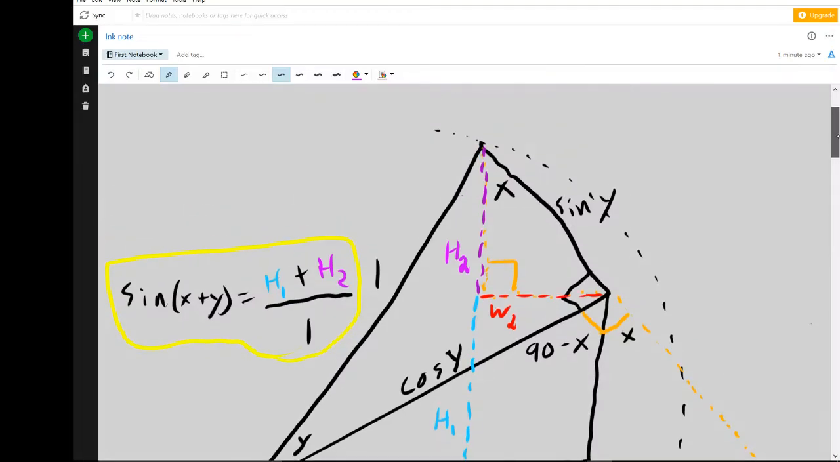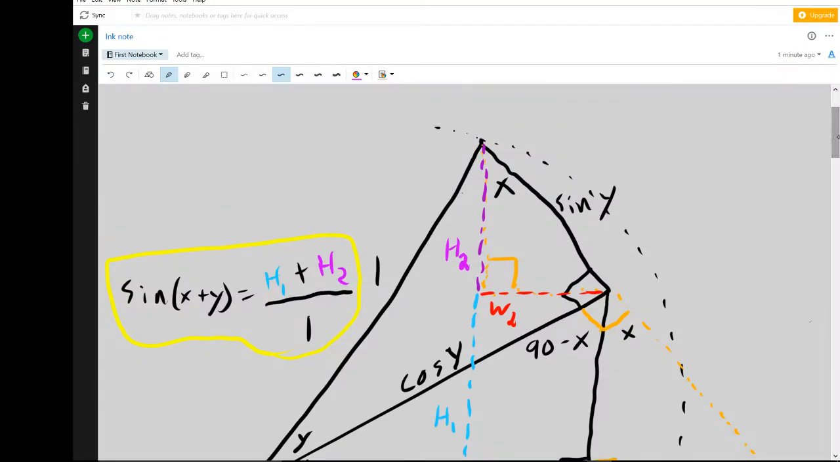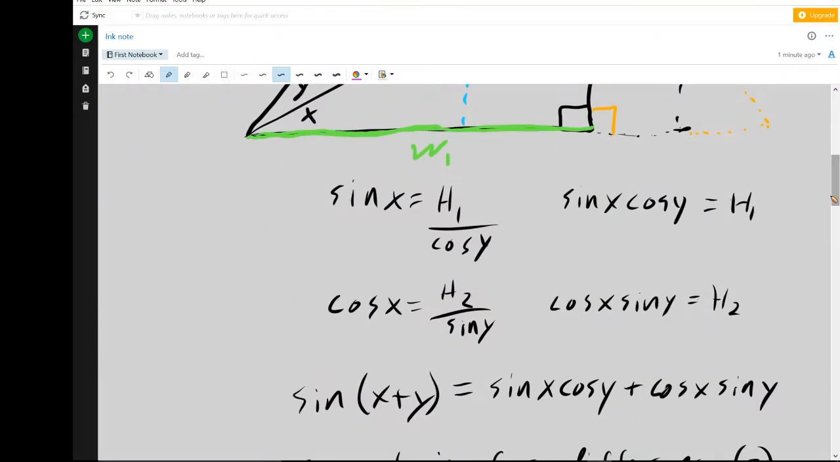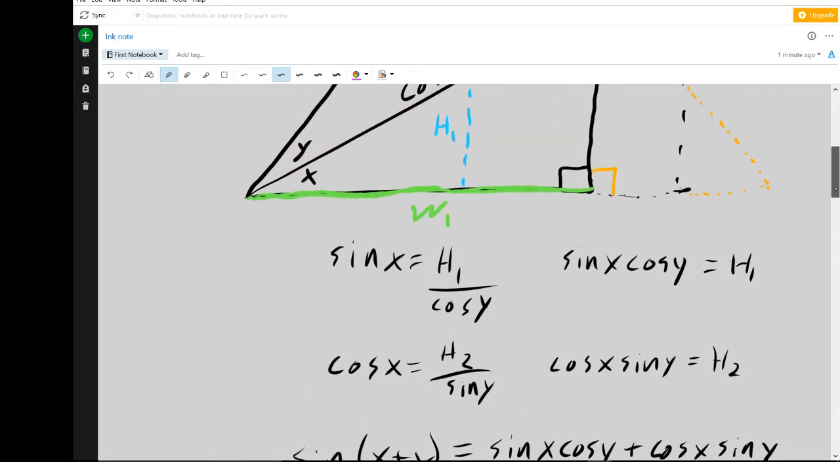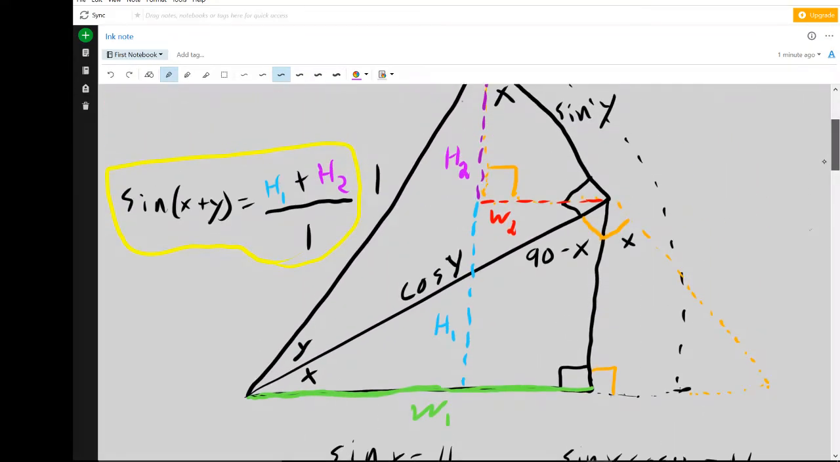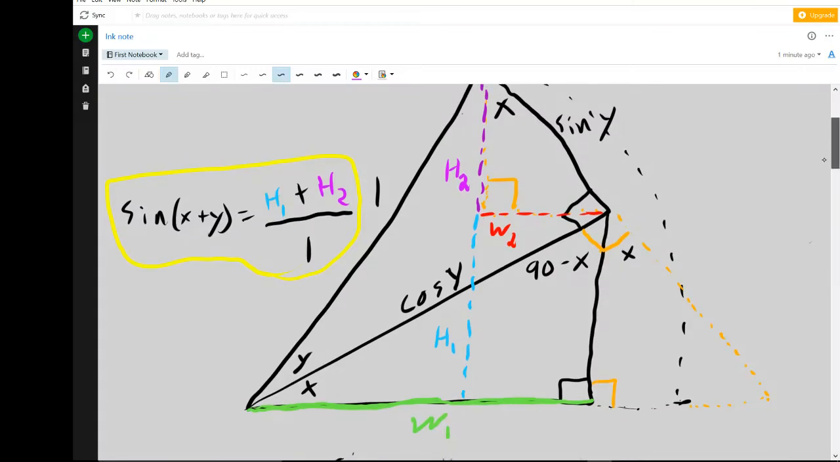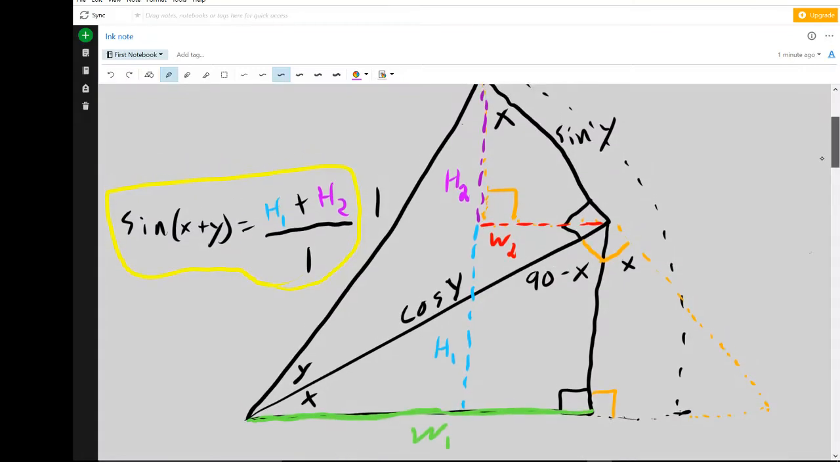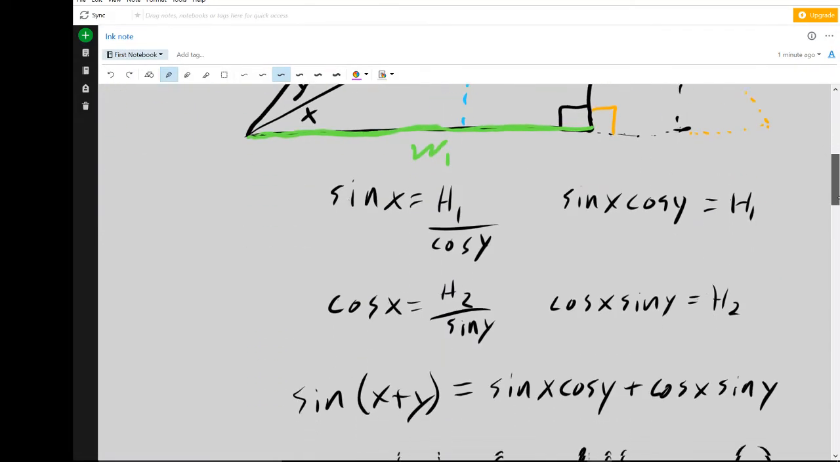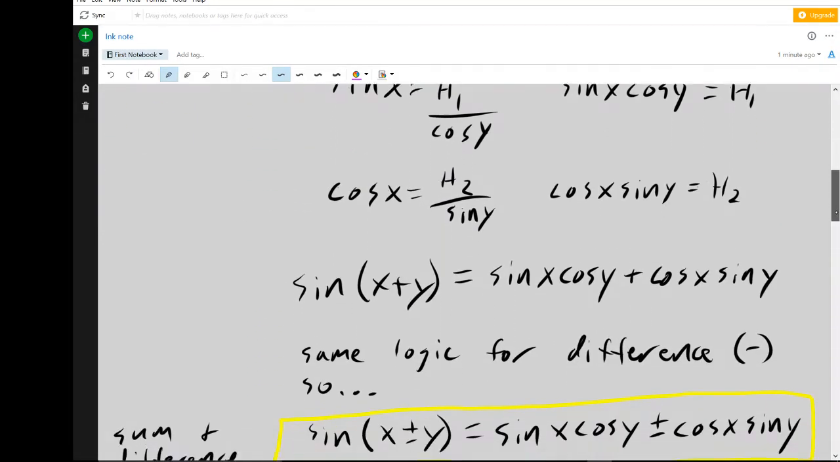we're going to take the cosine of x is h2 over sine y, right? Take this adjacent over hypotenuse. Multiply both sides by sine y, and we get h2 by itself. Now recall that we said that sine x plus y is equated to h1 plus h2 over 1, or opposite over adjacent. Now that we have h1 and h2, we add them together.